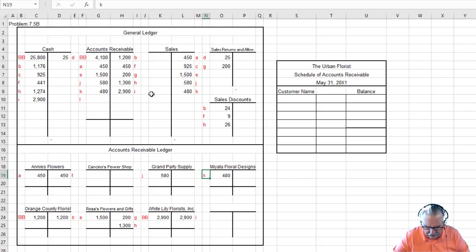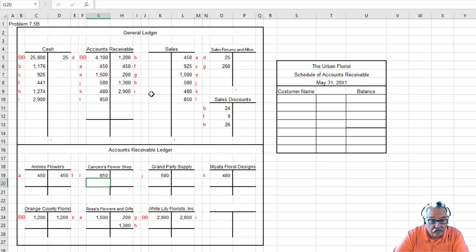And then transaction L, which is the top of page 14 in the journal, we had a sale to Cancino's Flower Shop for $850. Debit accounts receivable, credit sales, $850. This is transaction L, and we're going to post that to Cancino. Transaction L, $850.